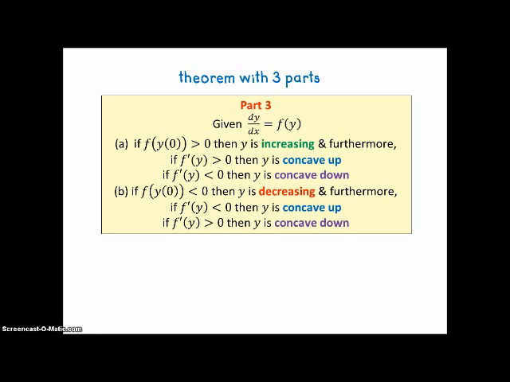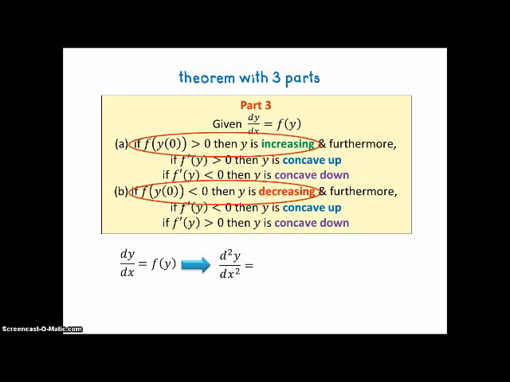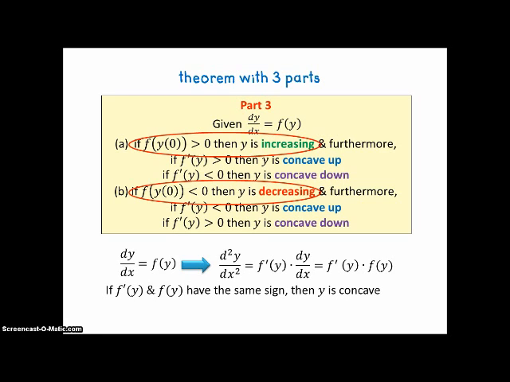Well, this is a little bit complicated, so let's take a look at the fact that we have increasing and decreasing based on f of y. We're going to look at that in just a minute. Right now we're going to look at the second derivative, which is, using the chain rule, f prime of y times dy dx, which equals f prime of y times f of y, because f of y is just dy dx. So the concavity is going to depend on f prime of y and f of y. If f prime of y and f of y have the same sign, then y is concave up, and if f prime of y and f of y have different signs, then y is concave down.